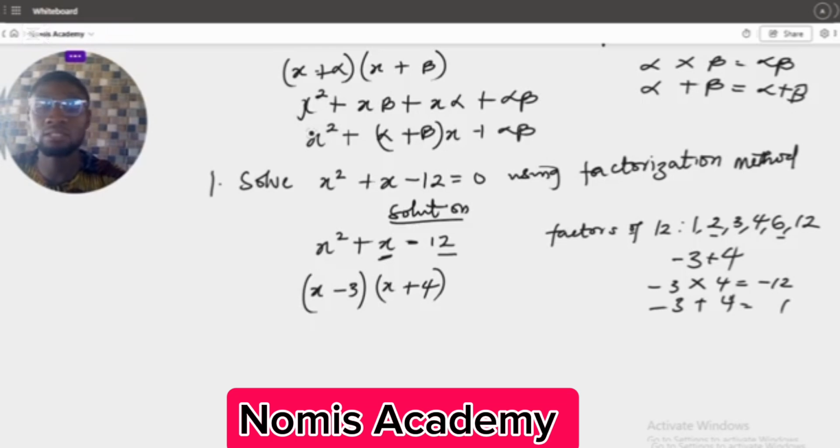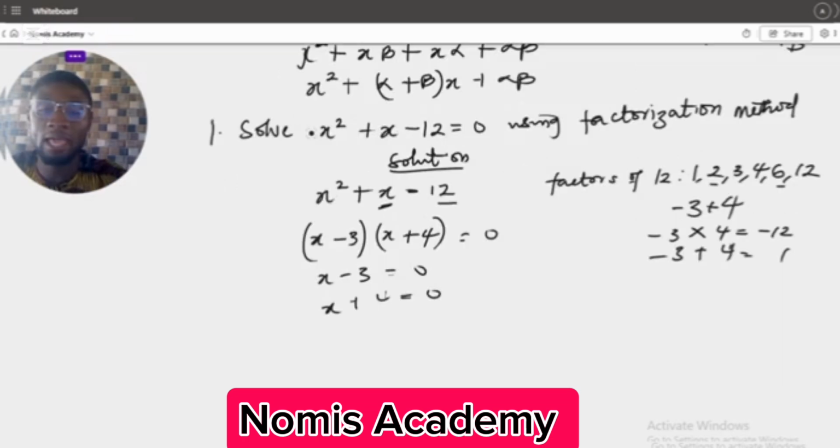Now that I have (x minus 3)(x plus 4) equals 0, I can say that x minus 3 equals 0, or x plus 4 equals 0. Further from there, for the first one, x equals 0 plus 3, because when minus 3 goes to the other side, it becomes plus 3. So x here is equal to 3. Or the second one, which says x plus 4 is equal to 0, so x equals 0 minus 4, and 0 minus 4 is definitely minus 4.